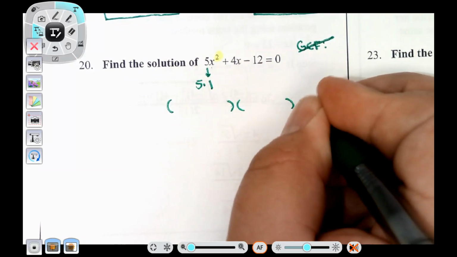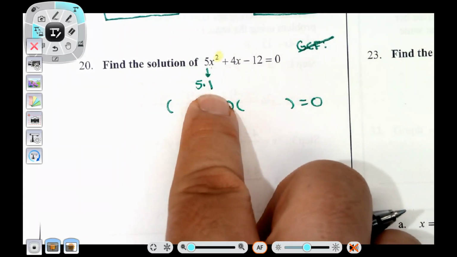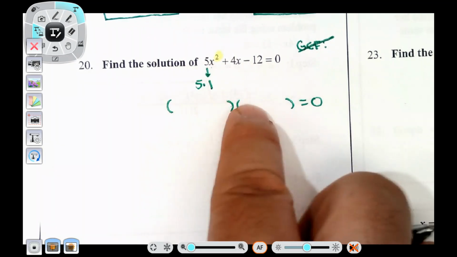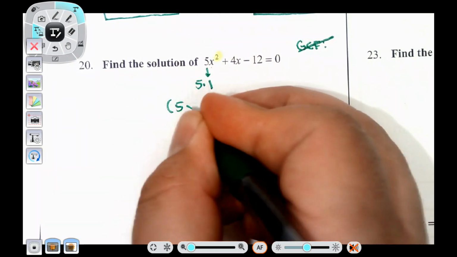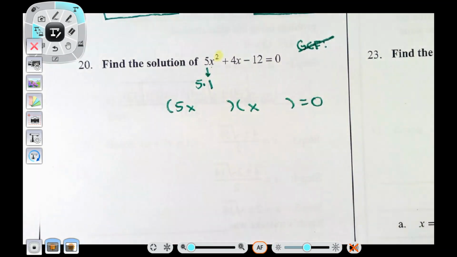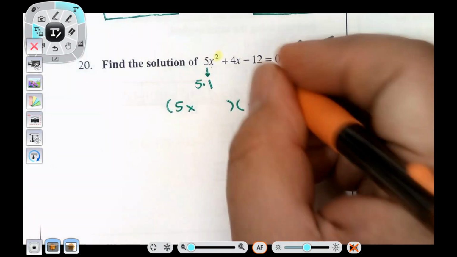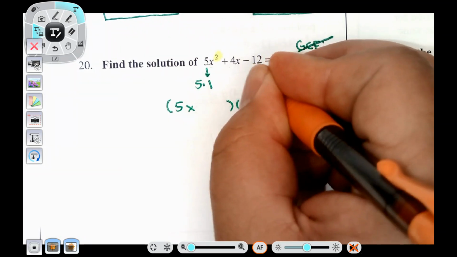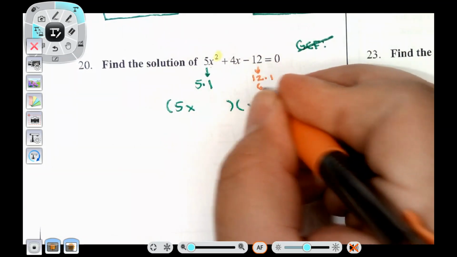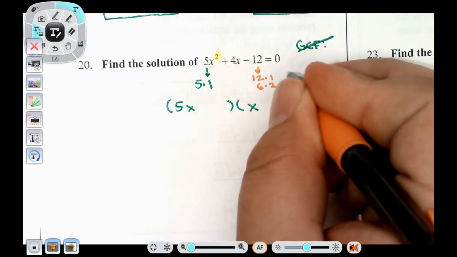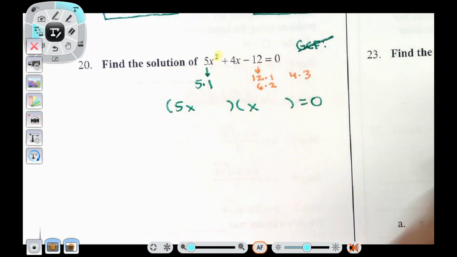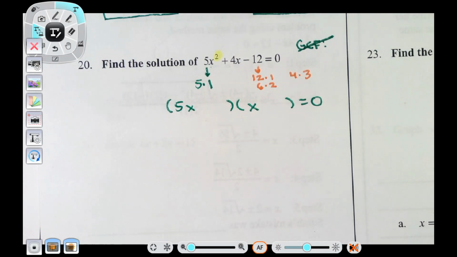We get our 2 parentheses ready. Remember, it is a 5 and a 1, so don't just write xx. You should be writing 5x and 1x. So now we do need to break down our numbers. So I'm going to look at the number 12. 12 is 12 times 1, 6 times 2, and 4 times 3 is my other option. So I do have a couple there to pick from, but don't forget the goal.